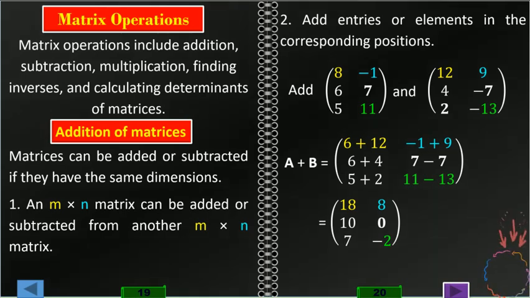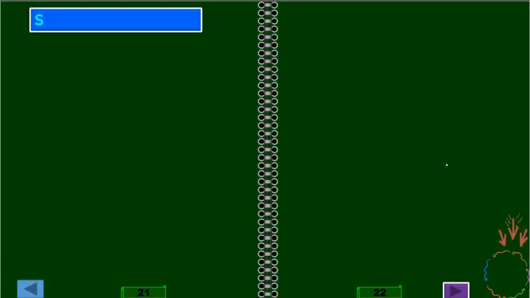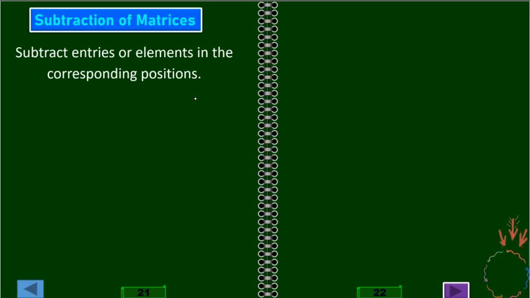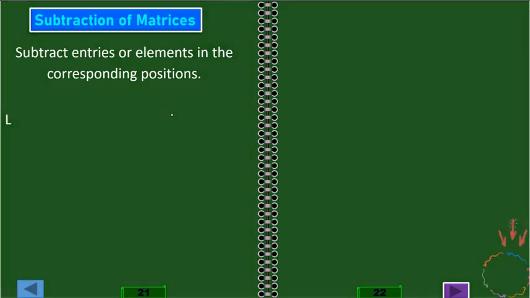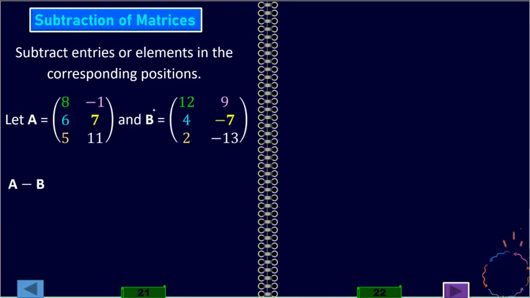Now we're going to look at the next one, subtraction of matrices. The same conditions as addition of matrices. It's not going to be different from that of addition because the conditions still remain the same. What is the first condition? They must have the same order. Number 2 condition, elements in the same corresponding positions are operated on. Now look at those 2 matrices we handled before. A is this and B is this.